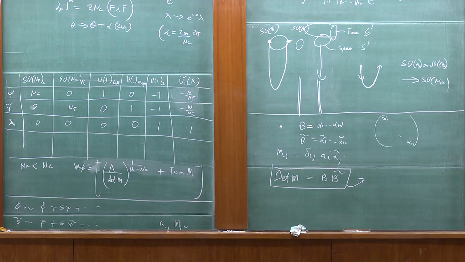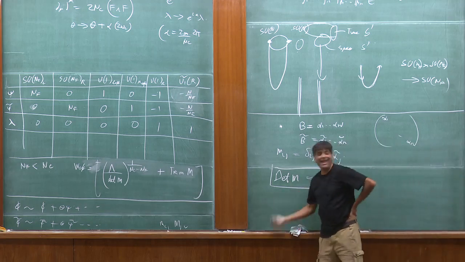It's a little like xy is equal to something. When that something is 0, we have either x is equal to 0 or y is equal to 0, and these two meet at a singular place, right? So if the determinant of M is equal to 0, then b and b tilde meet, either this is 0 or that is 0. Clearly, at both equal to 0, it's not a manifold.